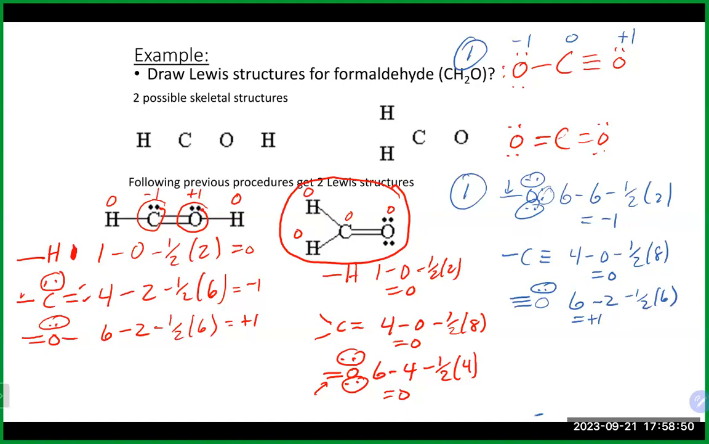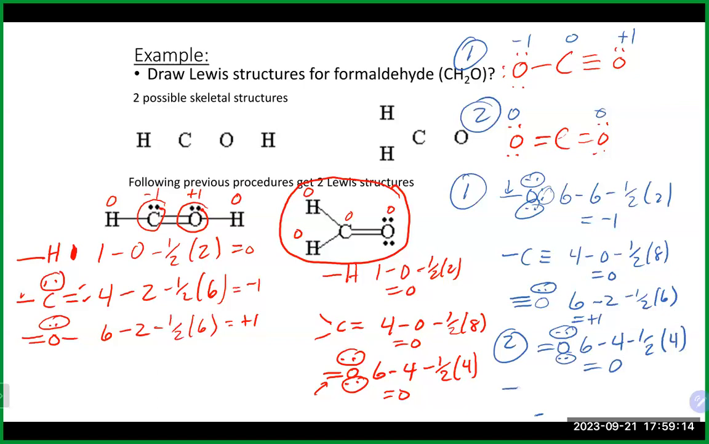Doing it for our double bonded guy, our second structure here, we'll start with our double bonded oxygen. It's going to be 6 minus 4 minus 1 half of our bonding, which is also 4. So 4 non-bonding, 4 bonding for the lines, going to give us basically 0. And both of these are identical, so that is 0.